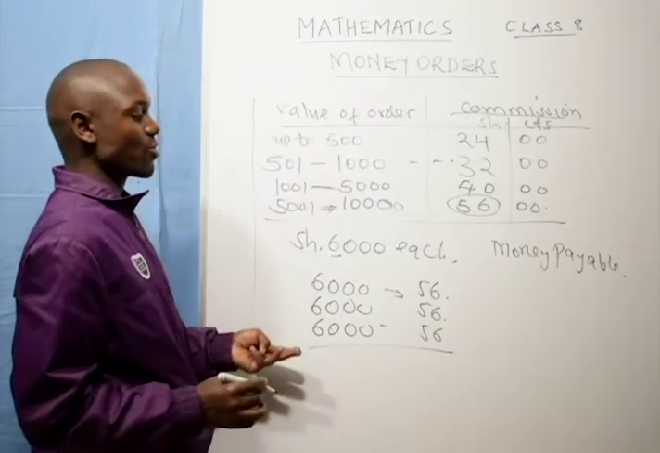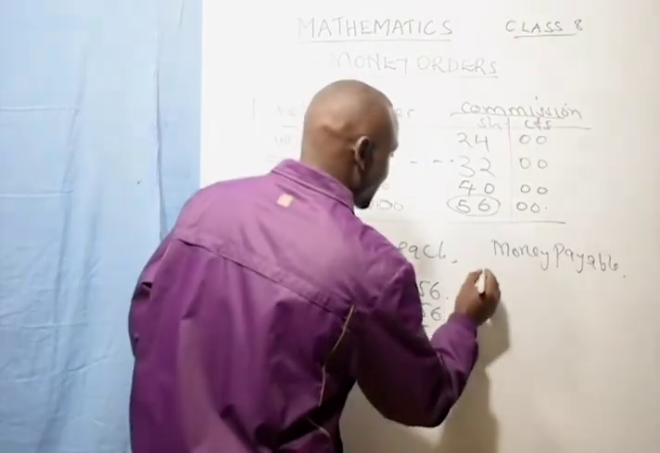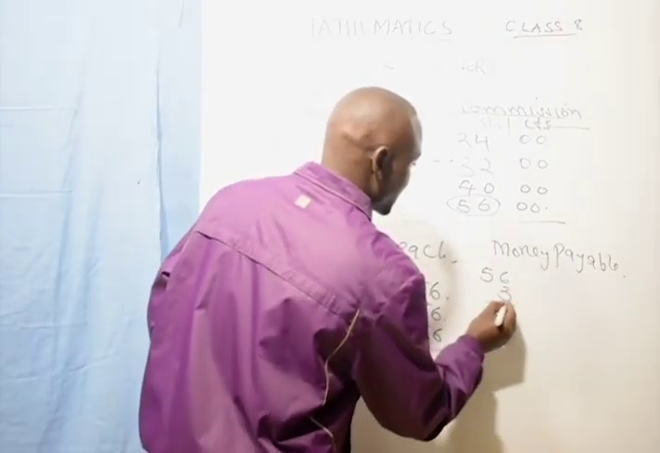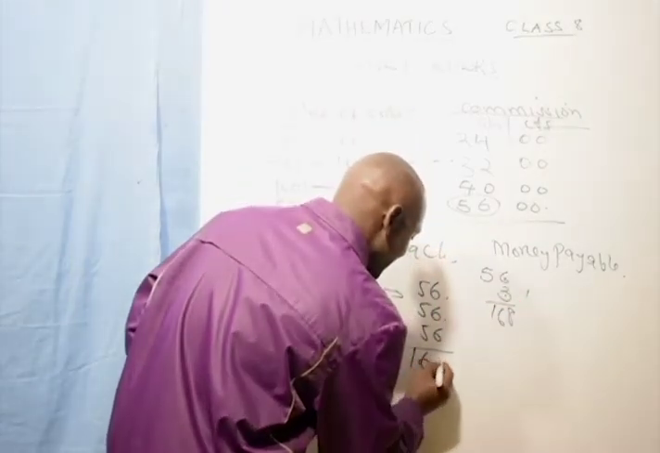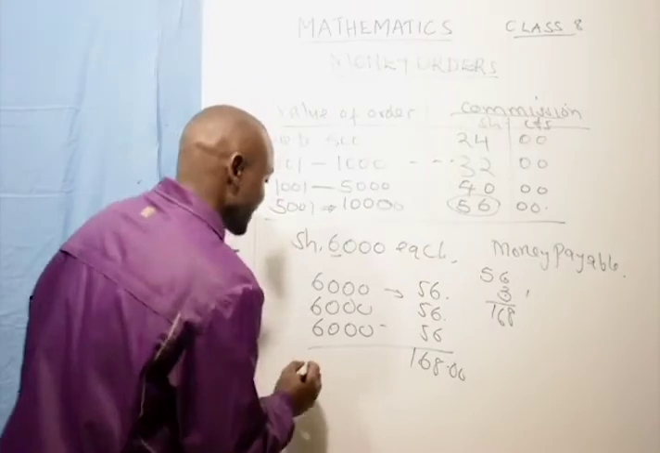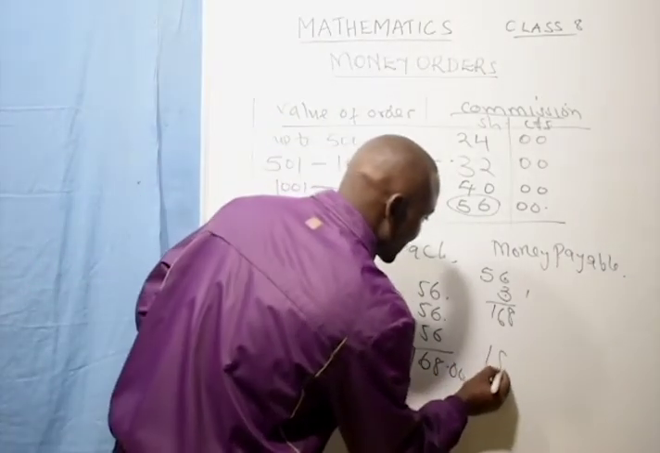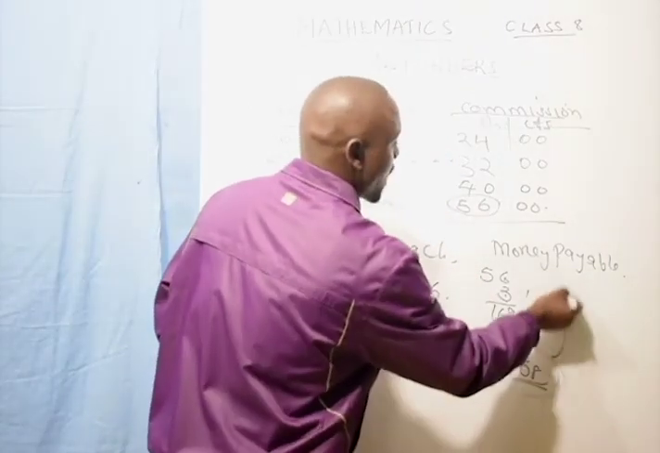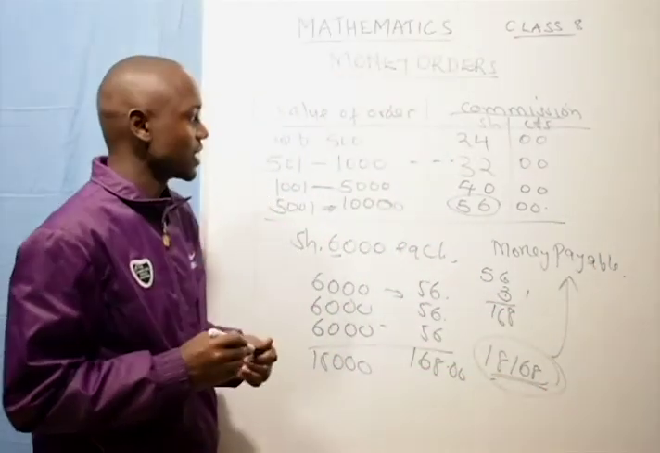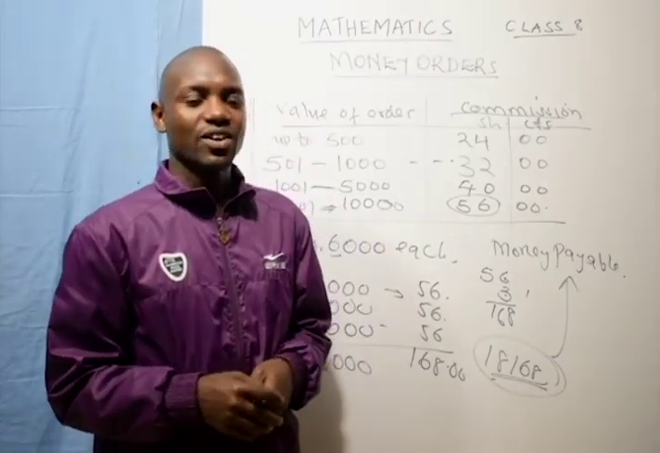So the total commission was 56 times 3, which is 168 shillings, plus 18,000, which is 18,168 shillings. That is the total amount of money payable at the post office. So that is how you calculate questions on money orders. Thank you.